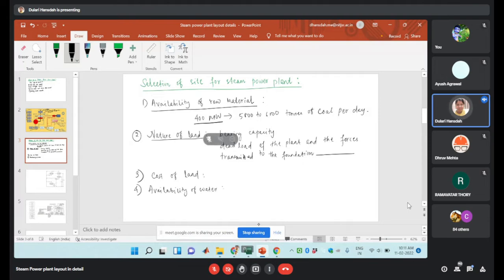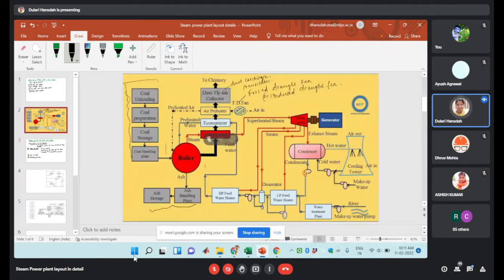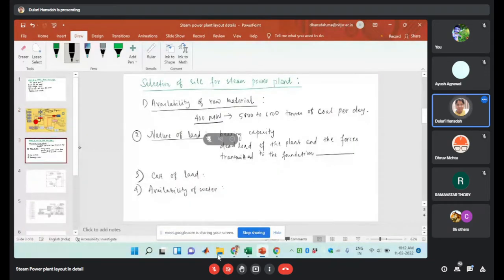So availability of water means, in case of the cooling tower, there should be a continuous supply of water so that it can be used in the condenser. A large quantity of water will be used in this case, so the plants should be placed near the availability of water, means near a river, or a lake, or a pond, or sea, so that it can supply a large amount of water. Okay.